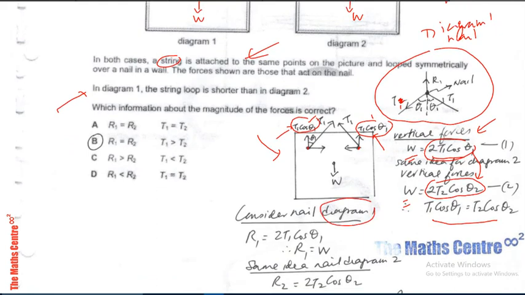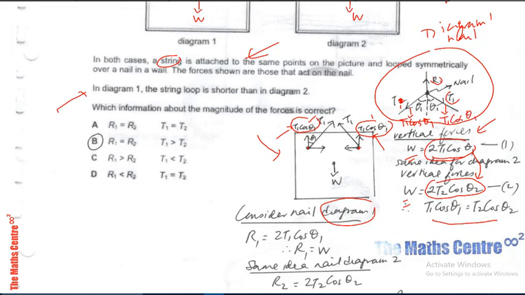Nail in diagram 1. Acting upwards is R1. What is acting downwards? Correct, the component of T1 downwards. I repeat, R1 is acting upwards. The component of T1 acting downwards will be T1 cos theta, and the component of this other T1 acting downwards will also be T1 cos theta. So let me write it here: I have T1 cos theta 1, and this will be T1 cos theta 1 as well.